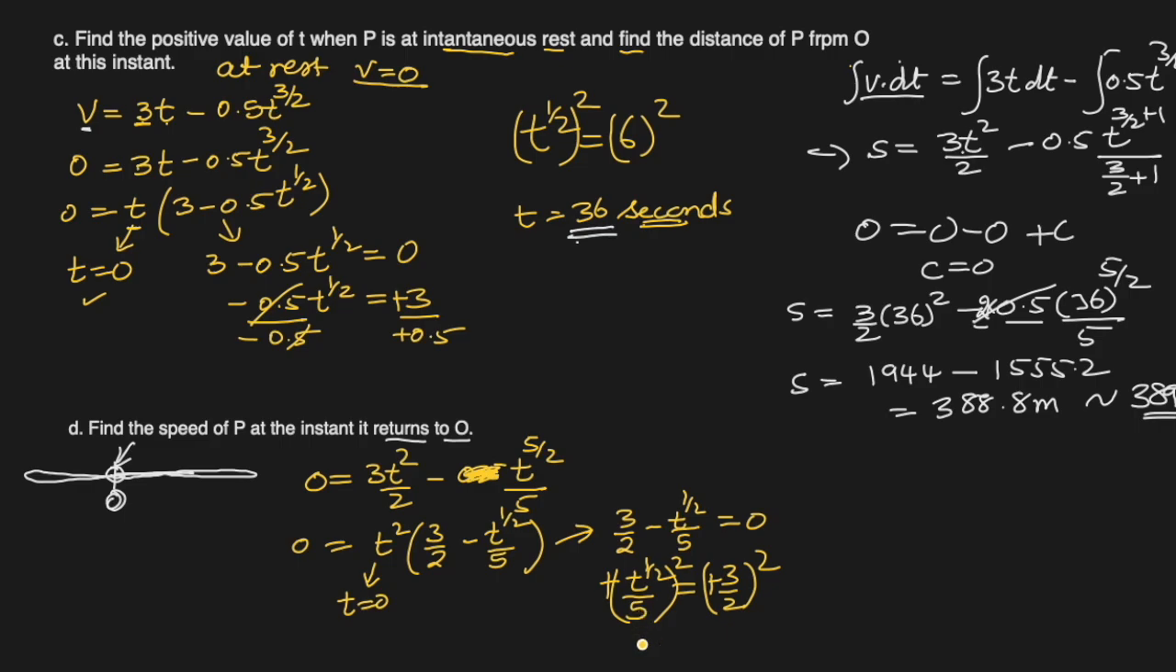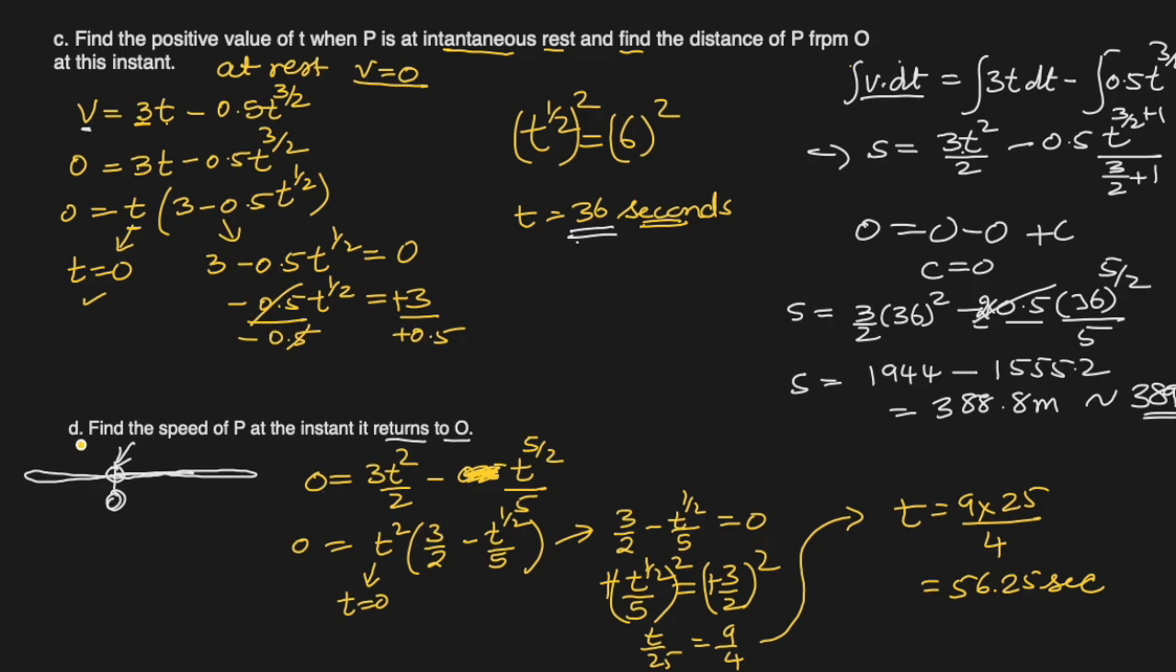So what do we get? T over 25 equal to 9 over 4. And let's complete here. T is 9 times 25 over 4, which comes out to be how much? 56.25. This is the time when it returns back to the same point again, O, right?